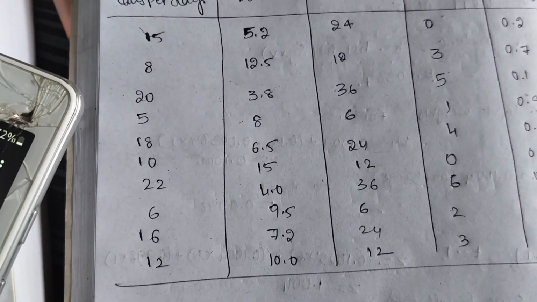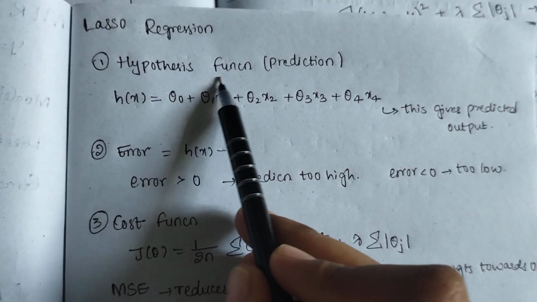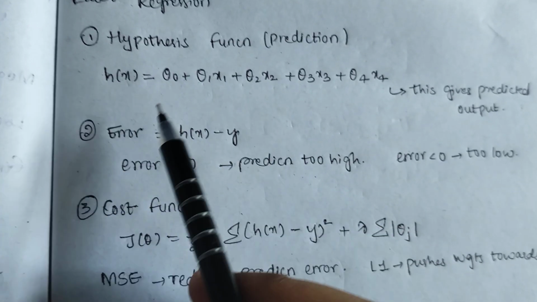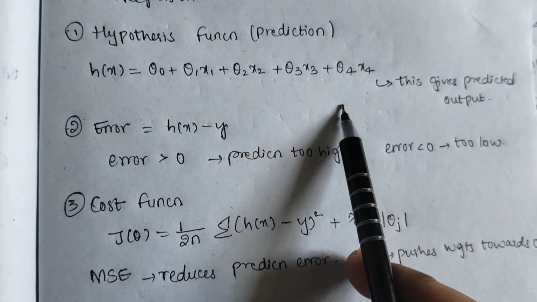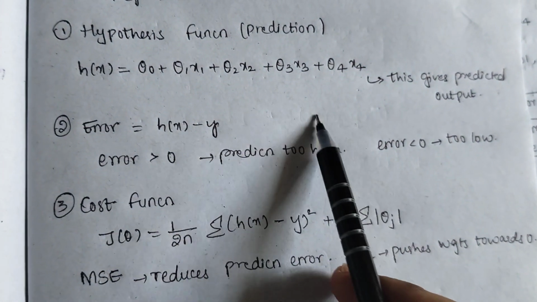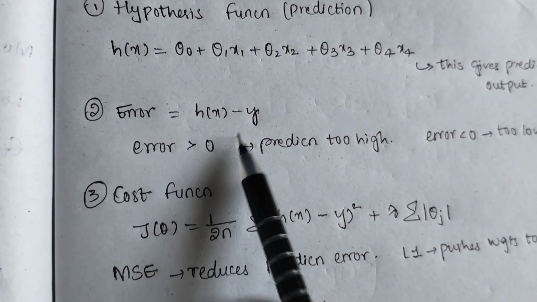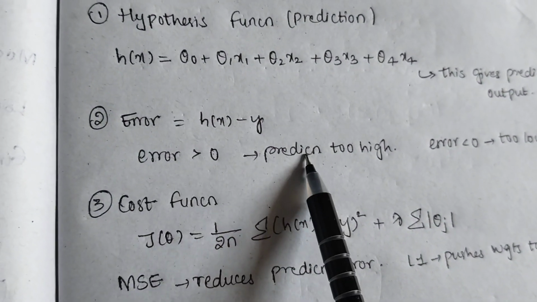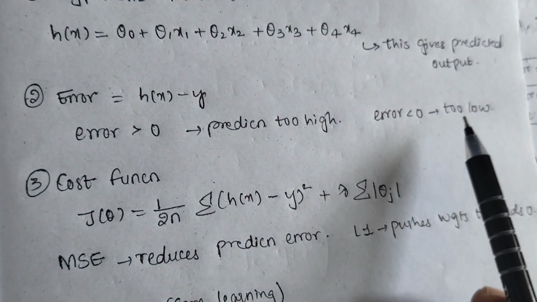Before solving, let's understand the correct flow of this, where most people go wrong. Step 1 is our hypothesis function, where this formula is used to predict the output. Then we'll find the error. If the error is greater than 0, then the prediction is too high. If the error is less than 0, the prediction is too low.